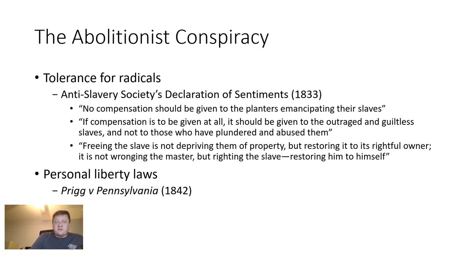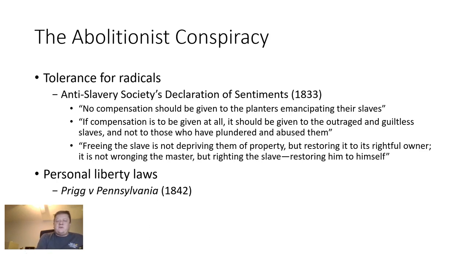And so Northerners who tolerate William Lloyd Garrison and things like the Anti-Slavery Society are tolerating unconstitutional behavior and anti-constitutional sentiments. And that's dangerous because these radical nutjobs are going to destroy the Constitution and possibly destroy the country. Northerners are also creating personal liberty laws, which seems really upsetting to Southerners.